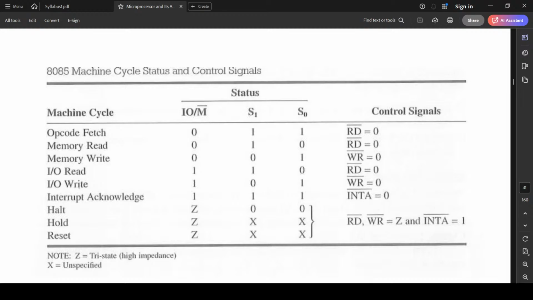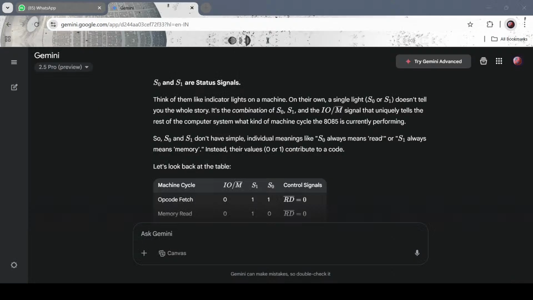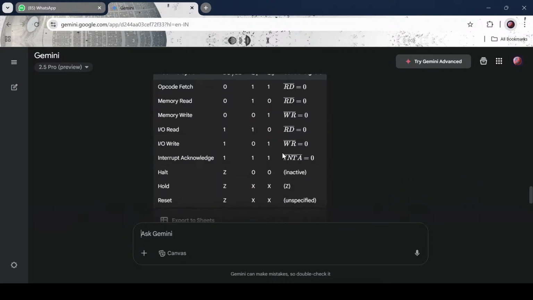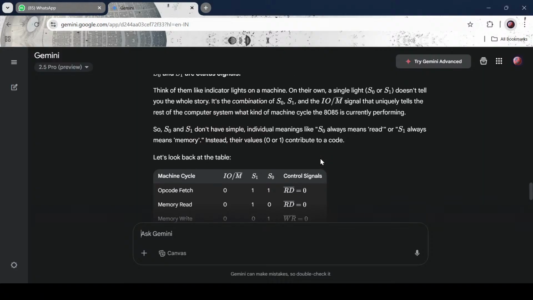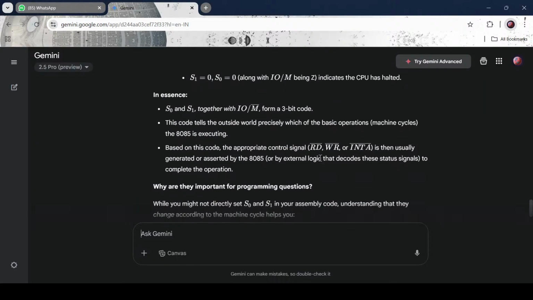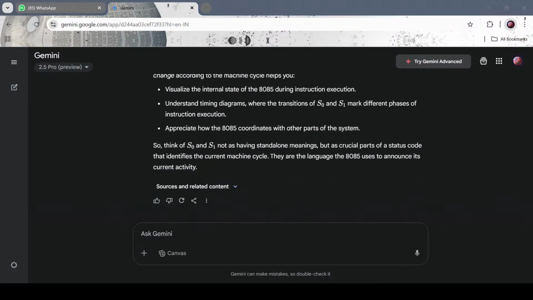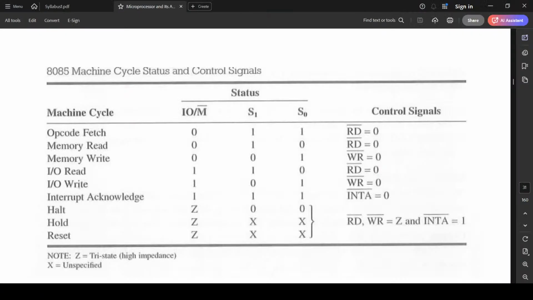Okay, anyways, we just discussed these signals S0, S1. Why are they one at that time? So it gave me a very different answer. Let's continue with our understanding. Let me just create this table from my memory.